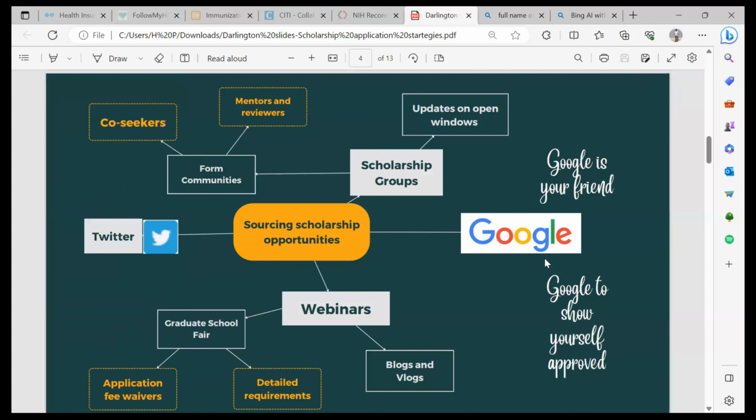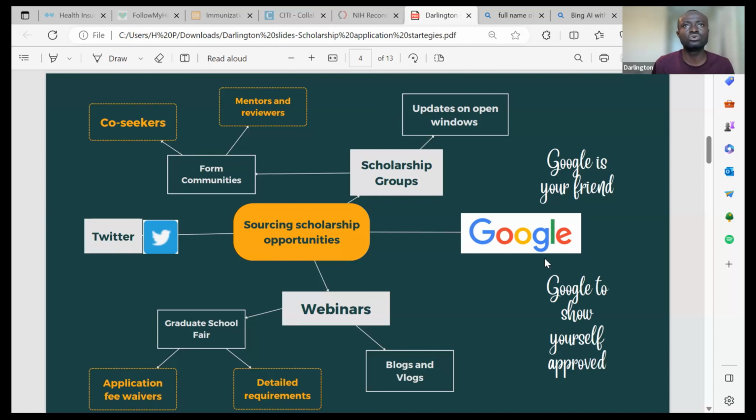Having talked about that, now the question is, how do I even assess these opportunities? How do I find them? I've hinted on them already. I think the first thing I want to talk about is Google. Okay, Google is your friend. Everybody knows this phrase. We also say Google to show yourself approved. In scholarship pursuit, you cannot do without Google. Google is like a lifesaver, okay? It's like a lifeline for you. So you always need to go to Google and ask questions and search for things.